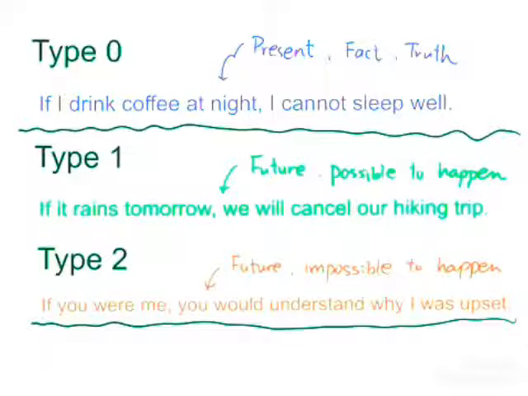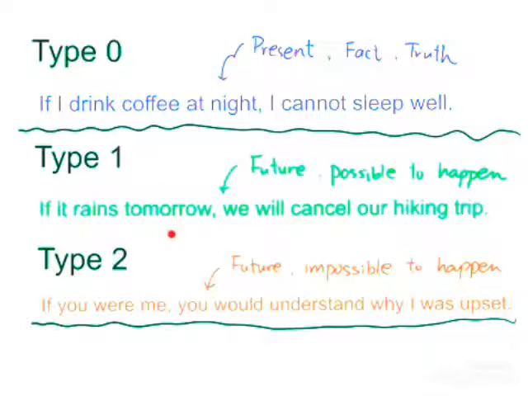Alright? A type 2 conditional sentence is similar to a type 1 conditional sentence. It hasn't happened yet. Okay, the condition hasn't happened yet. But the main difference between type 2 and type 1 is that the condition in type 2 is impossible to happen, very unlikely to happen. But for type 1, it's actually very possible to happen.